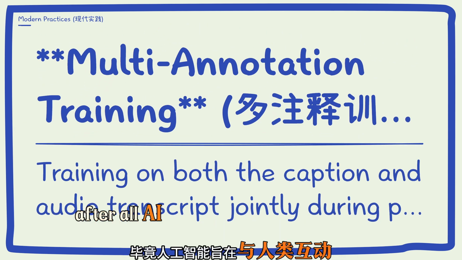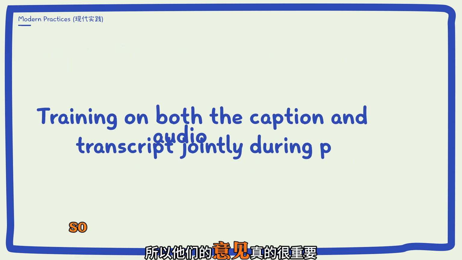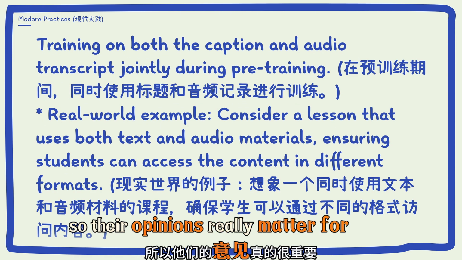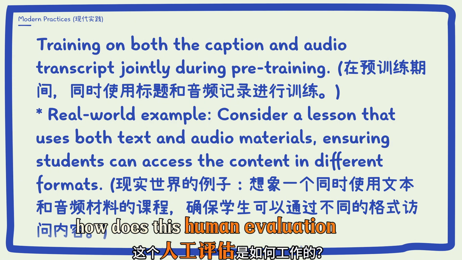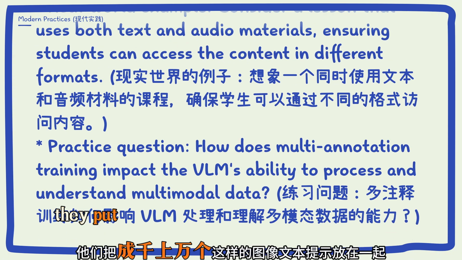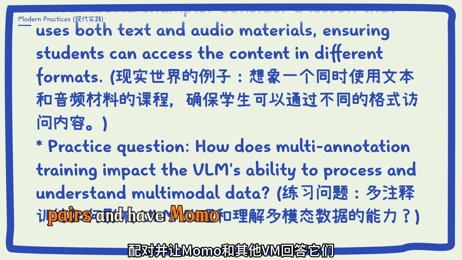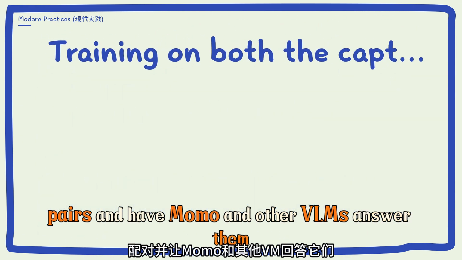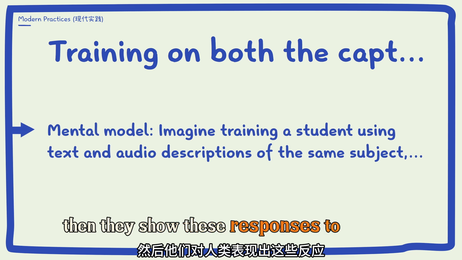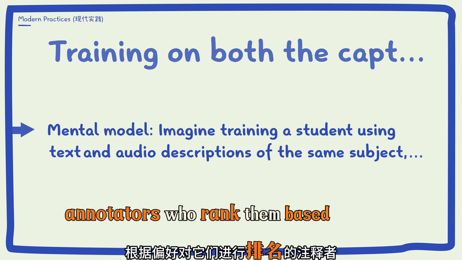After all, AI is designed to interact with humans, so their opinions really matter. For sure. How does this human evaluation work? What are they looking for? They put together thousands of these image-text prompt pairs and have Molmo and other VLMs answer them. Then they show these responses to human annotators who rank them based on their preferences.